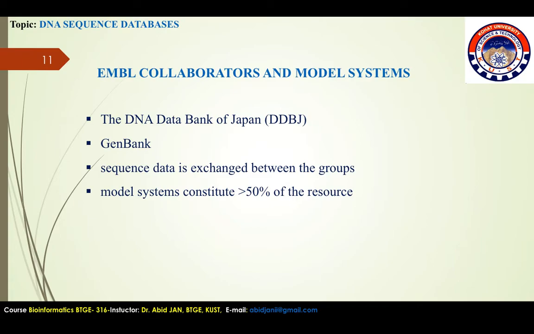EMBL contains millions of entries, representing more than 15,000 species, but with some model systems predominating that collectively contribute to more than 50% of the resource. These model systems include Homo sapiens, Caenorhabditis elegans, Saccharomyces cerevisiae, Mus musculus, and Arabidopsis thaliana.